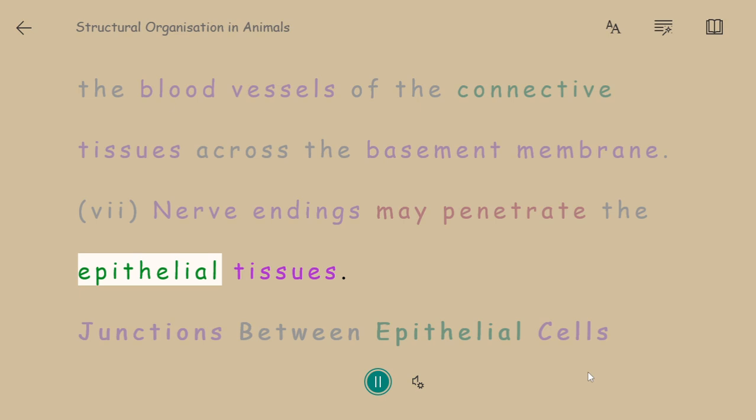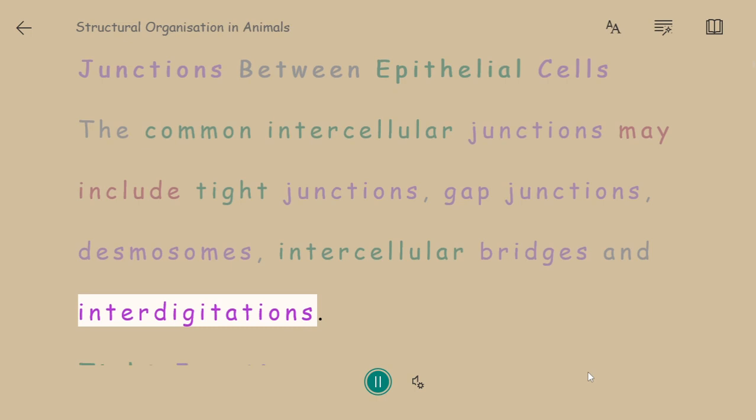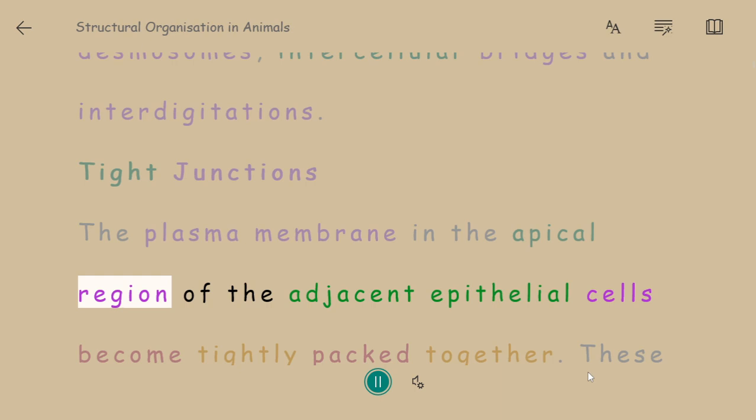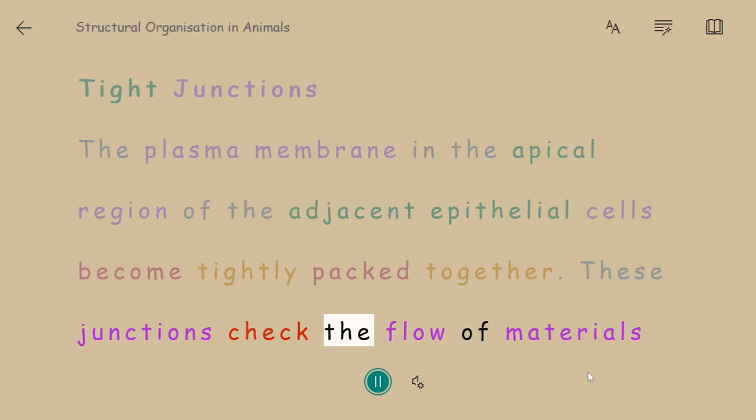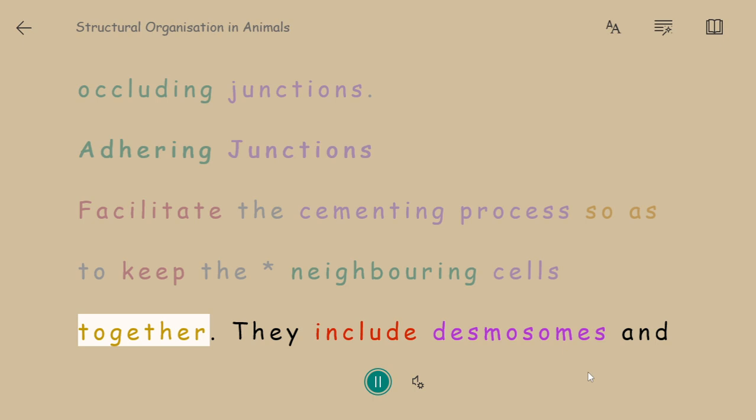Junctions between epithelial cells. The common intercellular junctions may include tight junctions, gap junctions, desmosomes, intercellular bridges, and interdigitations. Tight junctions. The plasma membrane and the apical region of the adjacent epithelial cells become tightly packed together. These junctions check the flow of materials between the cells and are called occluding junctions. Adhering junctions. Facilitate the cementing process so as to keep the neighboring cells together. They include desmosomes and hemidesmosomes.